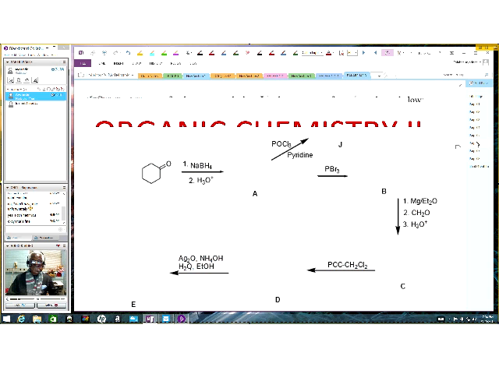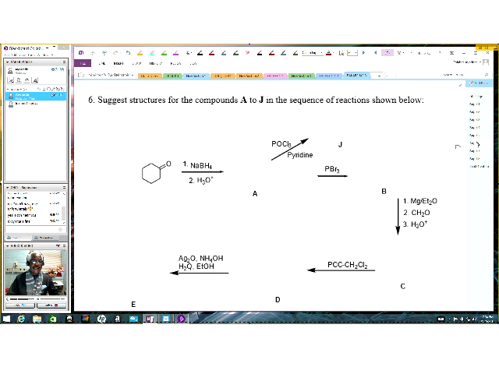Ishmael, can you go ahead and read question number 6 for us? Sure. Number 6, suggest structures for the compounds A to J in the sequence of reactions shown below. Okay, very good, and thank you.